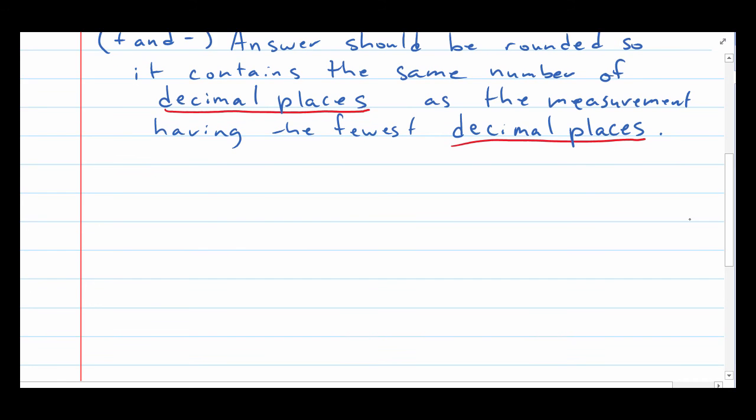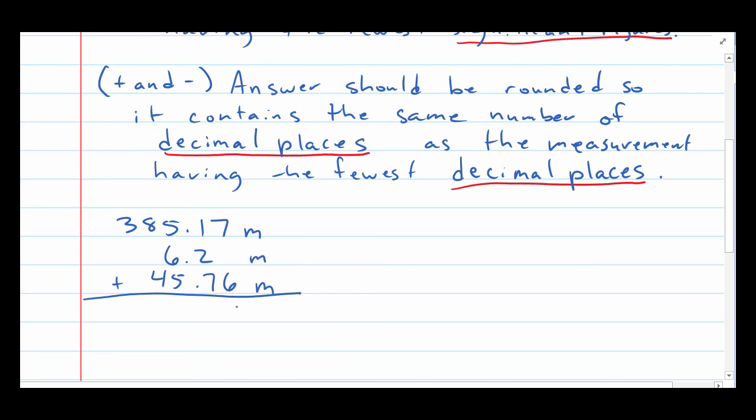So if we were to do an example that has addition, let's say we had something like this. We have 385.17 meters. We have 6.2 meters. And we have 45.76 meters. And we'd like to sum these all together. Now if we were to sum these together, looks like we get a 3, and you can run this through your calculator if you want. You don't need to do it the long way.